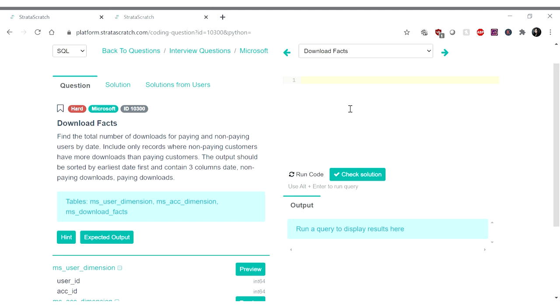Today's question is from Microsoft. It is called Download Facts. Find the total number of downloads for paying and non-paying users by date. Include all records where non-paying customers have more downloads than paying customers. The output should be sorted by earliest date first and contain three columns: date, non-paying downloads, and paying downloads.